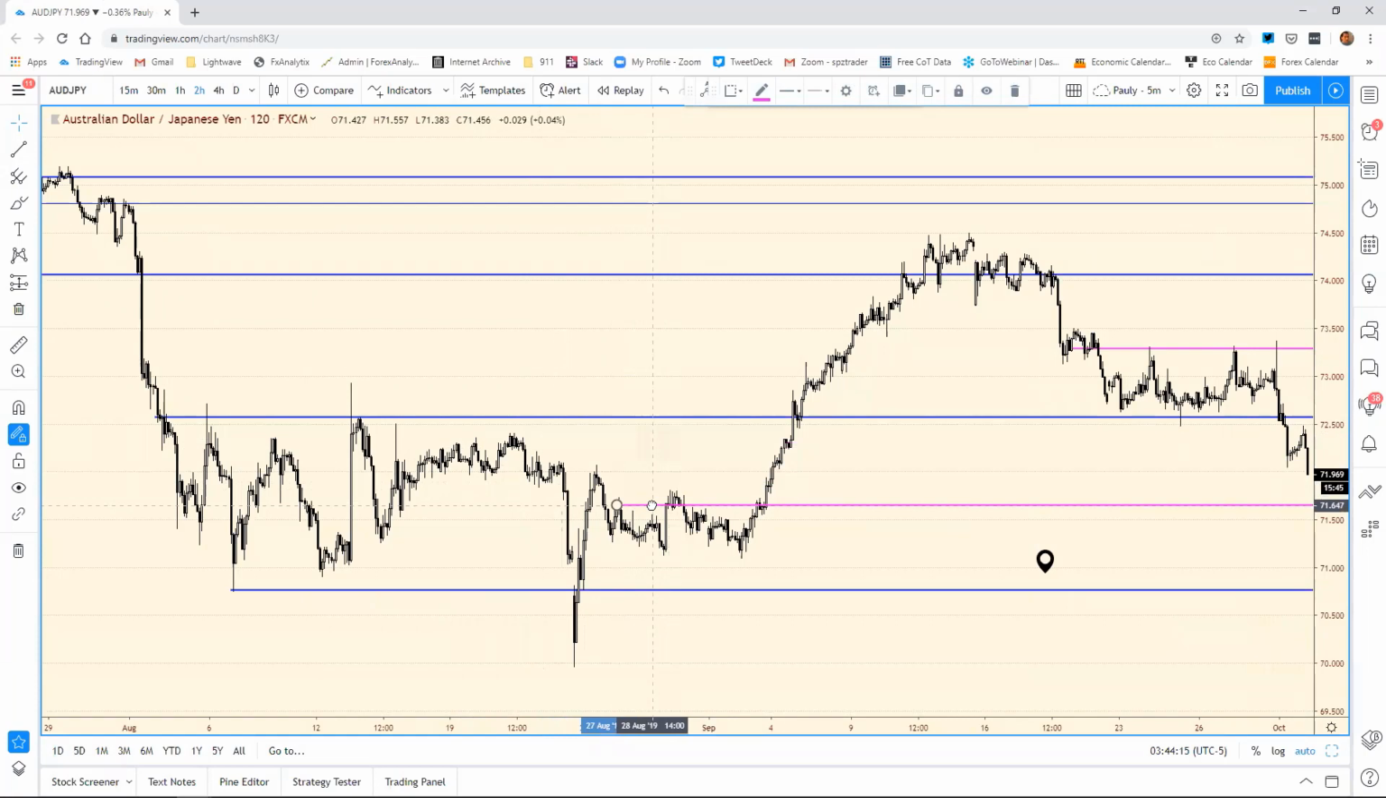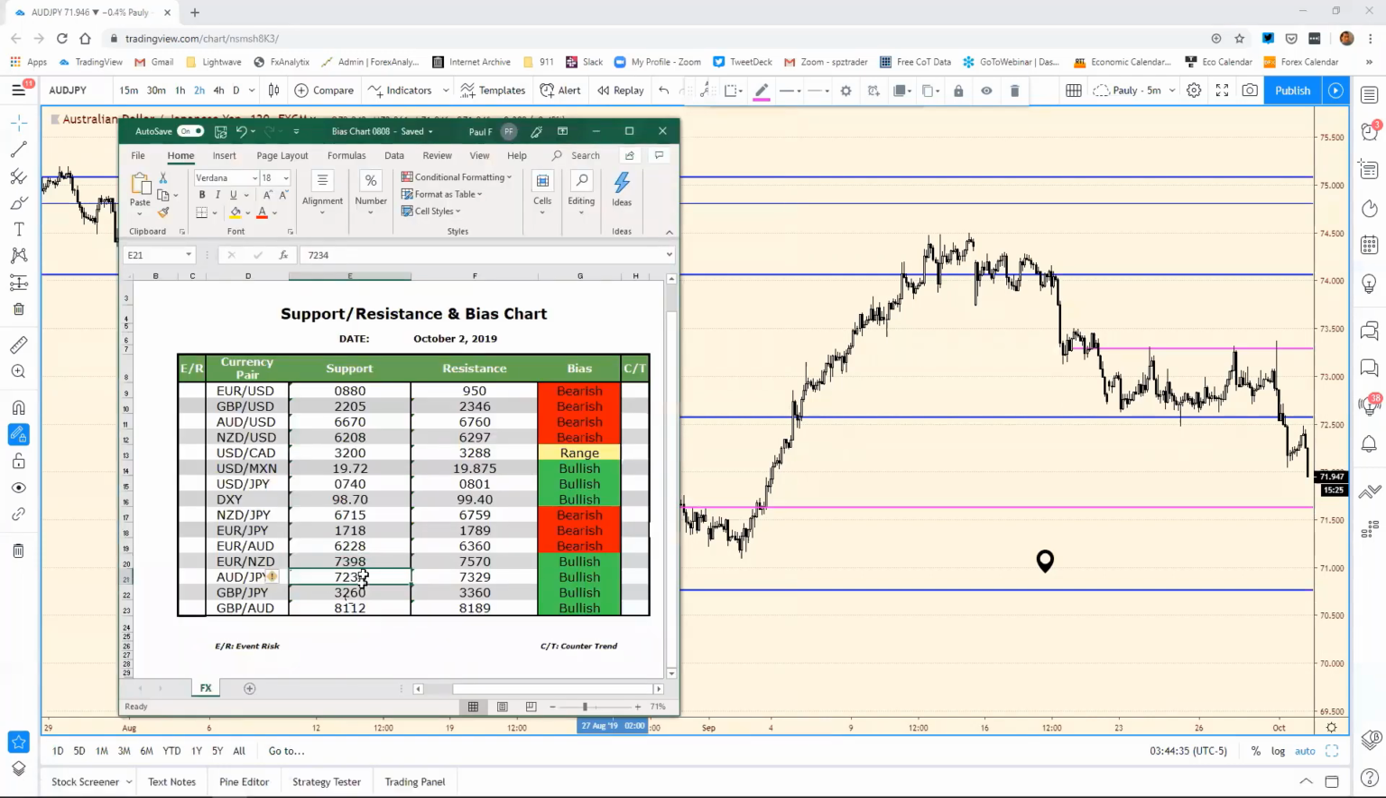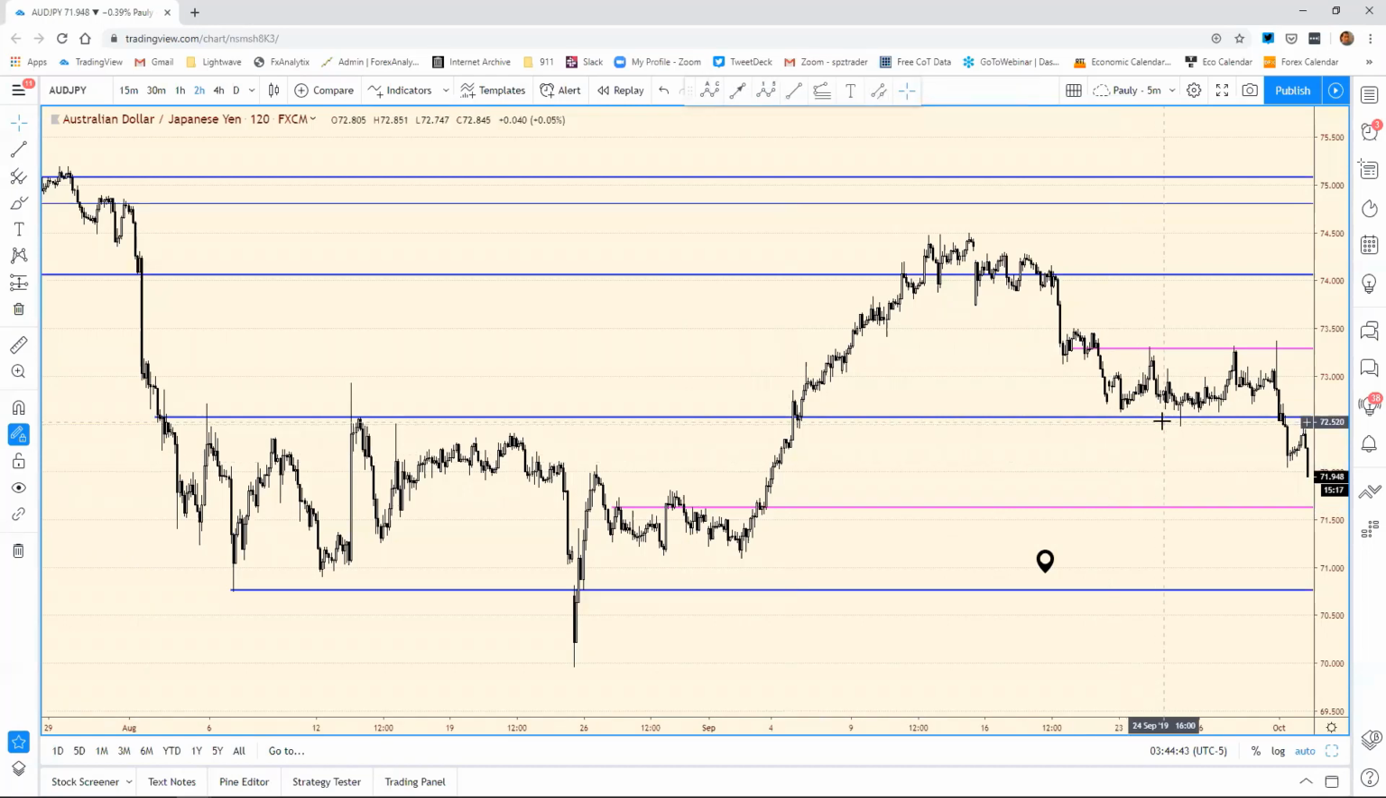Obviously, with equities being so low, a good opportunity for this market to continue to move lower. It's going to be 71.65. Resistance is going to come in right there, 72.60.